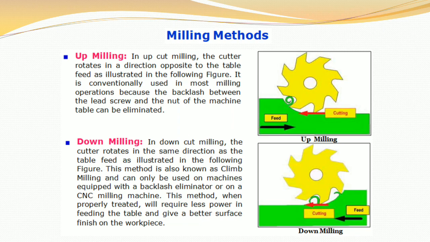the workpiece. So this is the basic differences between up milling and down milling, and these are the main two milling methods. Again, I say this: for up milling, the feed and cutting are not same direction, they are opposite direction, and for down milling, the feed and cutting are in the same direction.